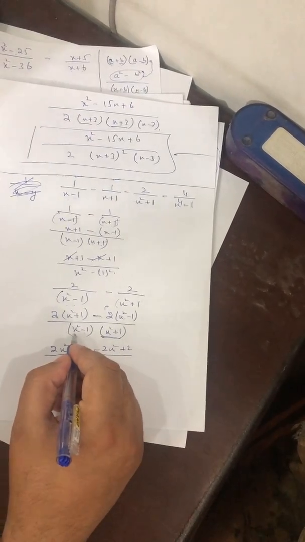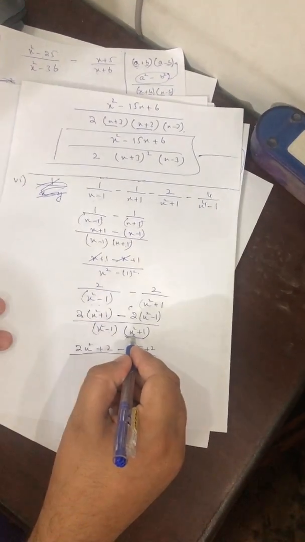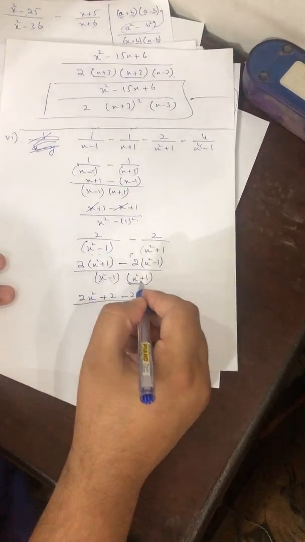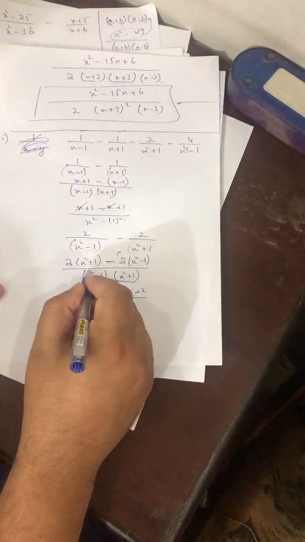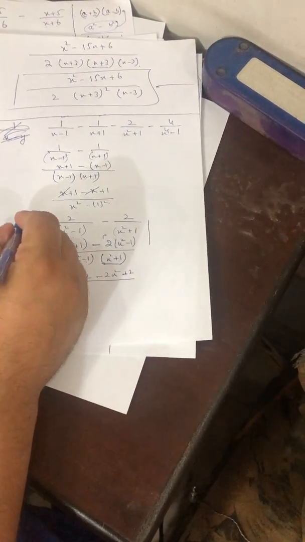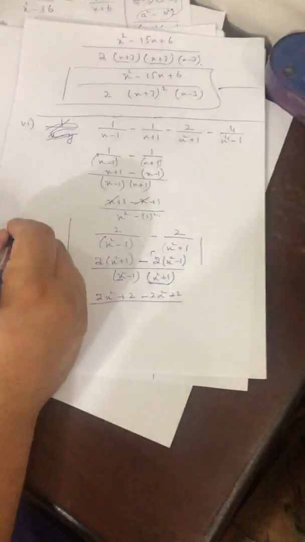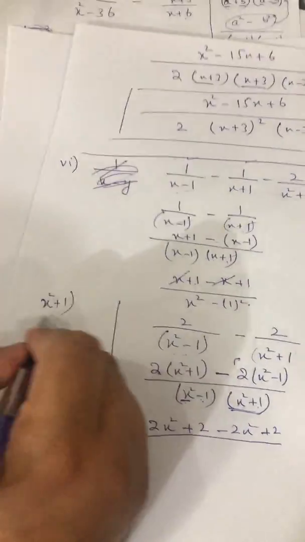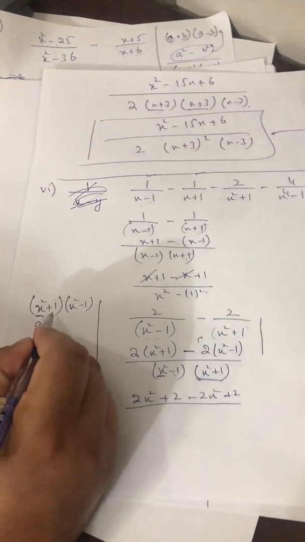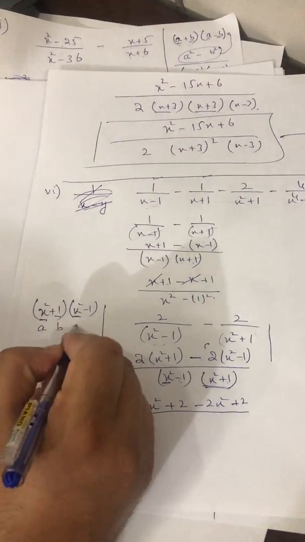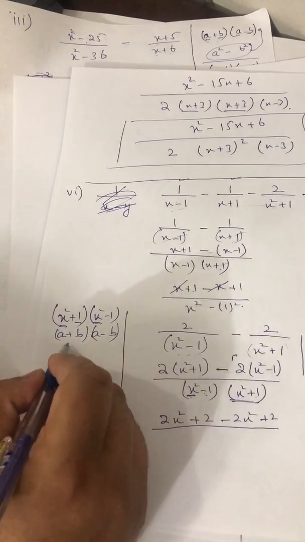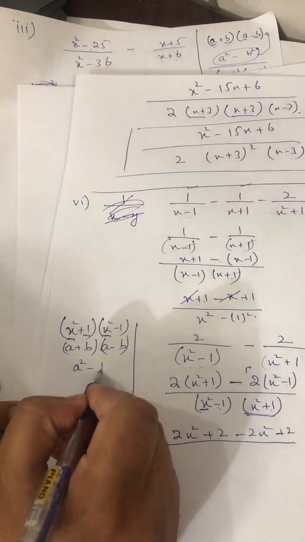There is again a formula: a² - b², that is (a - b)(a + b). But in that case, the a term is your x². So I will write it here. What is (x² + 1)(x² - 1)? The a term is this one, this is your b term. Same, this is your a term, this is your b term. There is a plus and there is a minus. So a² - b².